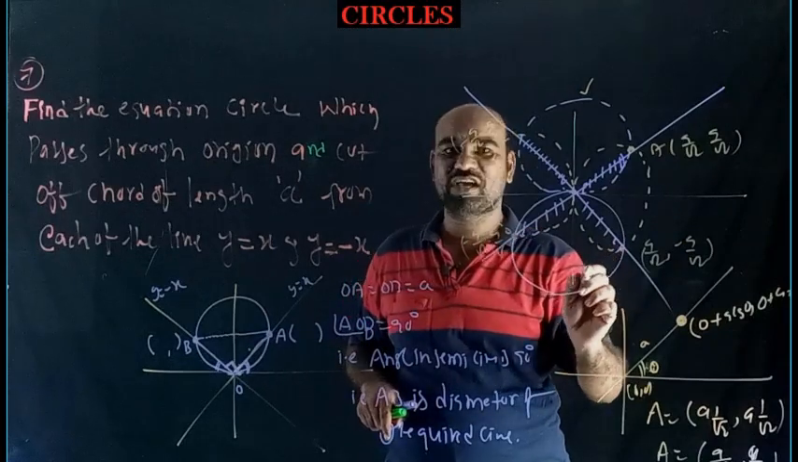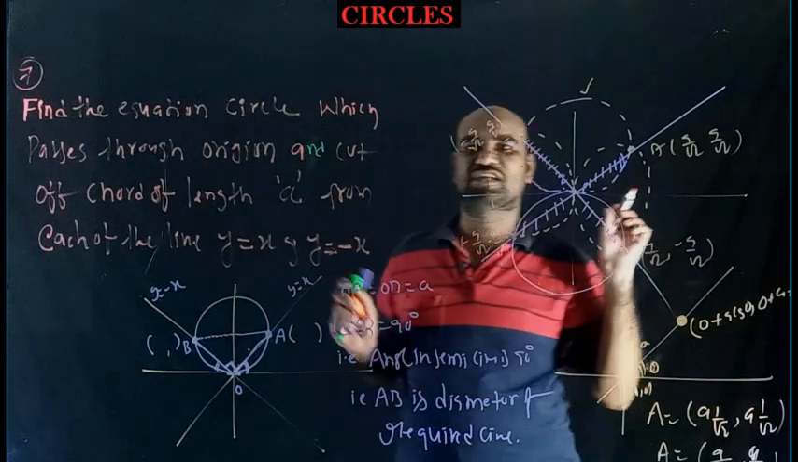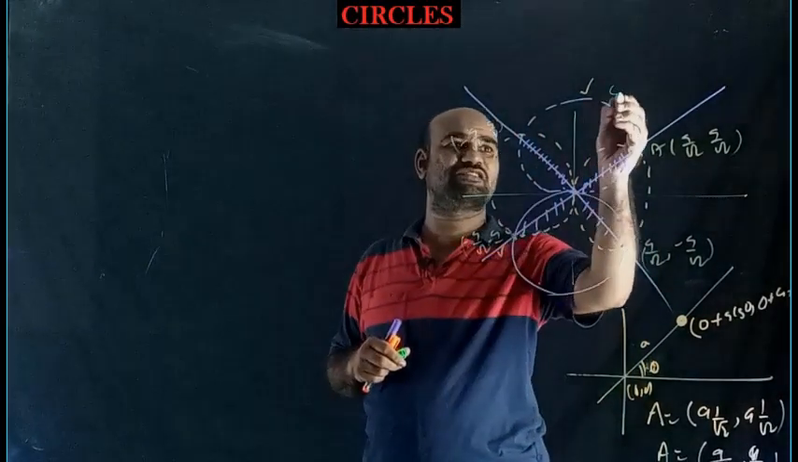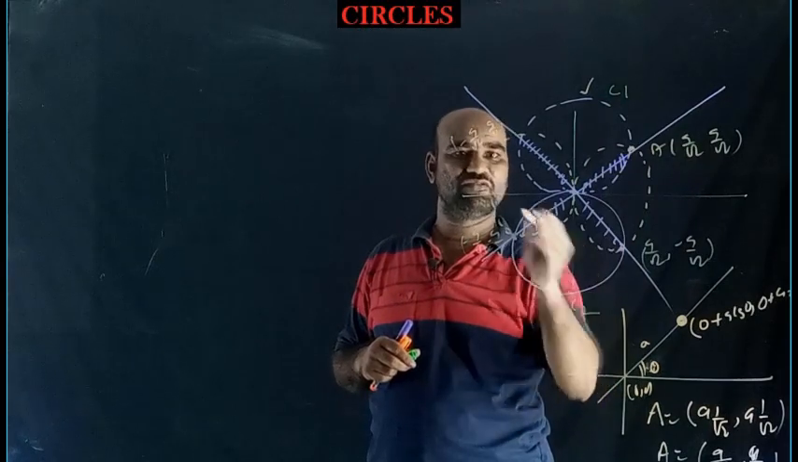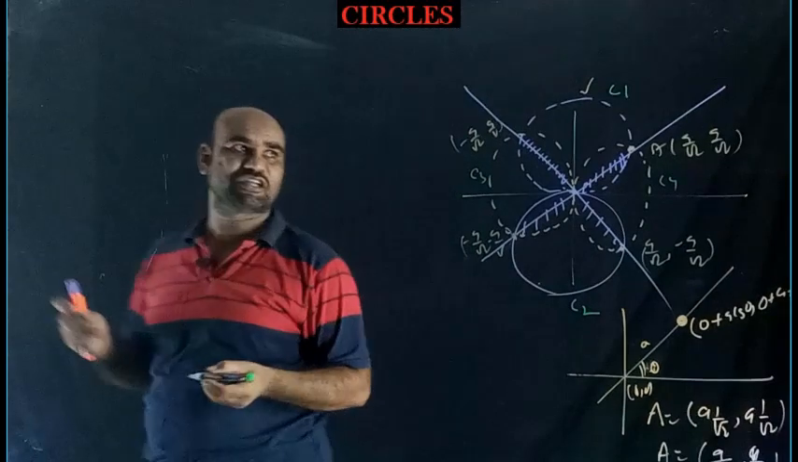These two are the extremities of the diameter. You can find the equation of the circle. Okay students, actually we have 4 circles. I am saying this is C1, this is C2, this is C3, this is C4. First of all, I want to find the equation of circle C1.